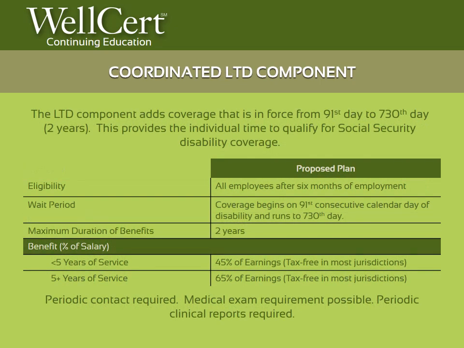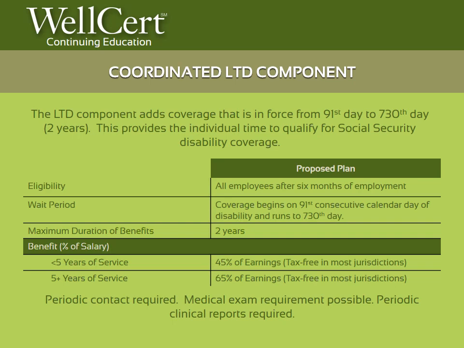The coordinated LTD component is enforced from the 91st day to the 730th day, 2 years. This provides the individual time to qualify for Social Security disability coverage if in fact their disability is a permanent situation. So it does not put all of that onto the employer, but it basically says you have 2 years. If you are still disabled at the end of that 2-year period, then you need to be applying for Social Security disability coverage.